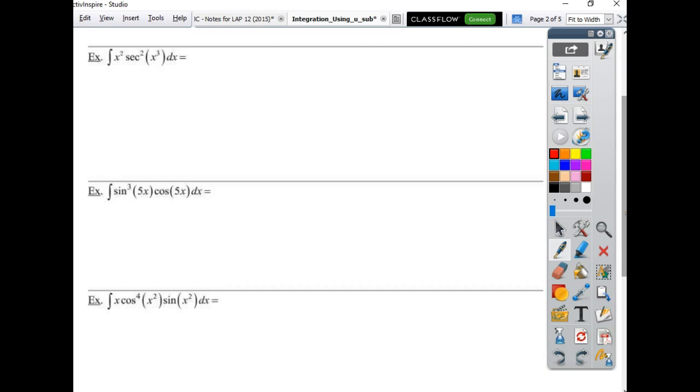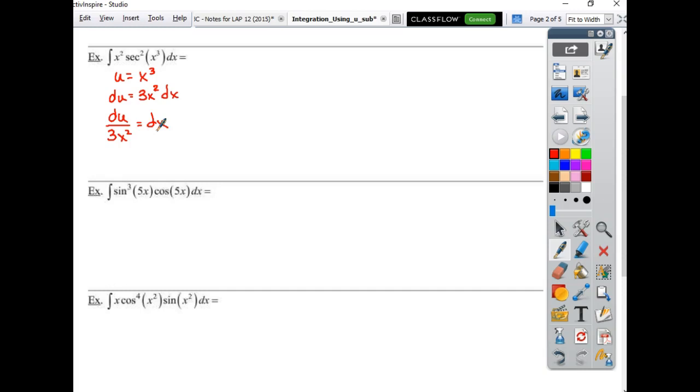Hopefully you gave this a shot. You realized that u, in this case, would have equaled the x to the third. Again, not a surprise, it's inside where that secant is. And our du would have been 3x squared dx. If I solve for dx, we get du over 3x squared is my dx.